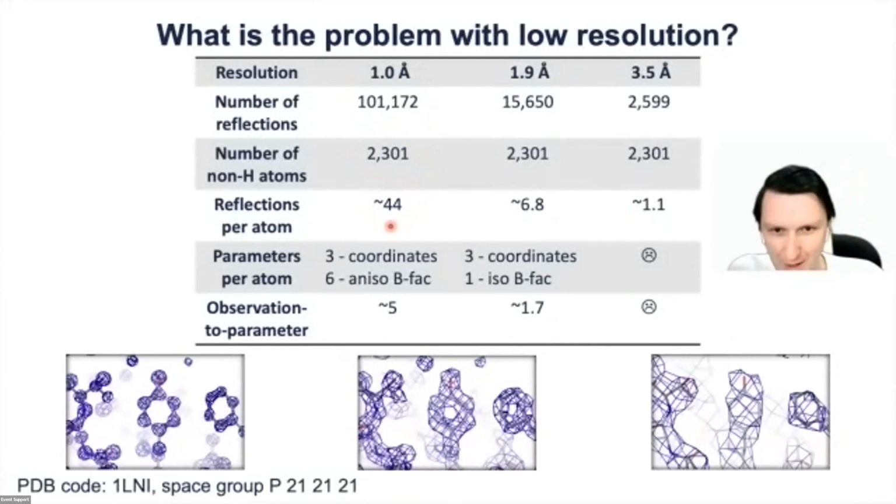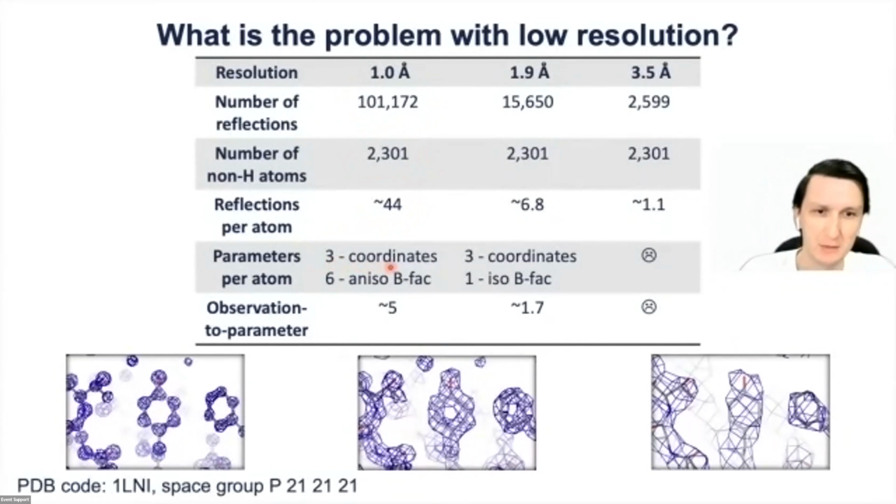How many parameters per atom do we refine? As we consider atom like a point or a ball, we describe its position with 3 coordinates, x, y, z, making 3 positional parameters. Plus, we describe positional uncertainty via B factors. If we refine this uncertainty anisotropically, we need 6 parameters. 3 plus 6 equals 9 refined parameters per atom. 44 reflections or observations per atom. This gives us observation to parameter ratio of roughly 5. Can we do refinement with such ratio? Yes, we can, and we do.